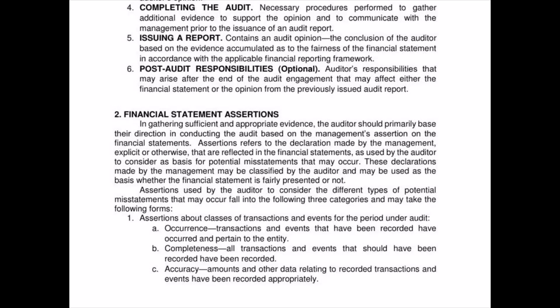So, assertions used by the auditor to consider the different types of potential misstatements that may occur fall into the following categories and may take the following forms. Ang first, kay assertions about classes of transactions and events for the period under audit. Occurrence. These refer to the transactions and events that have been recorded and pertain to the entity.